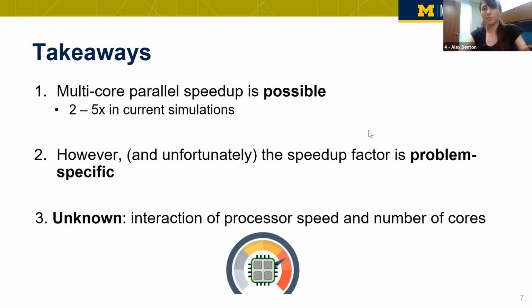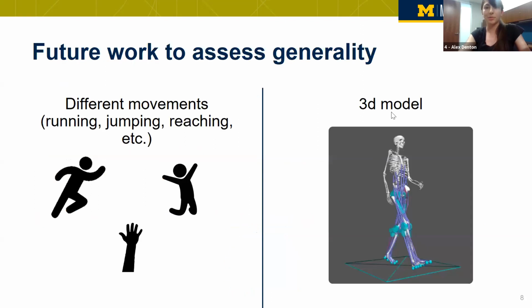Finally, the interaction between processor speed and the number of cores still needs to be investigated. There's a financial trade-off between a faster processor and more cores. So for a fixed cost, you could have a faster processor or more cores, but not both. In future work, we plan to assess the generality of parallel computing in OpenSim Moco by simulating different movements, as well as using a 3D model to increase the complexity.